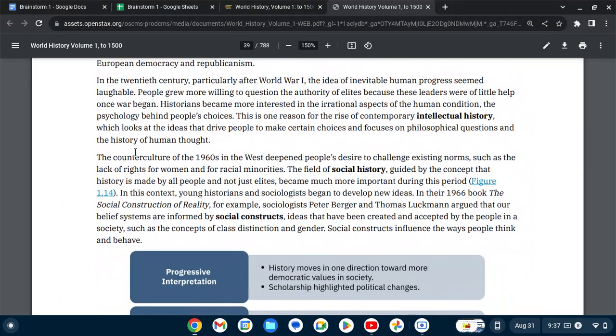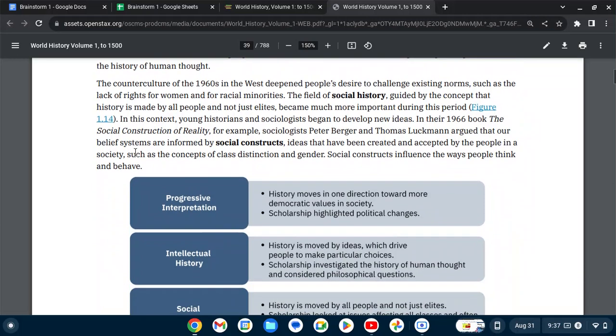In the 20th century, particularly after World War II, the idea of inevitable human progress seemed laughable. People grew more willing to question the authority of elites because these leaders were of little help once war began. Historians became more interested in the irrational aspects of the human condition, the psychology behind people's choices. This is one reason for the rise of contemporary intellectual history, which looks at the ideas that drive people to make certain choices and focuses on philosophical questions and the history of human thought.